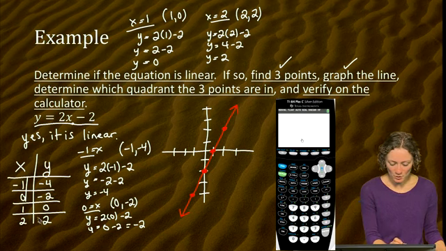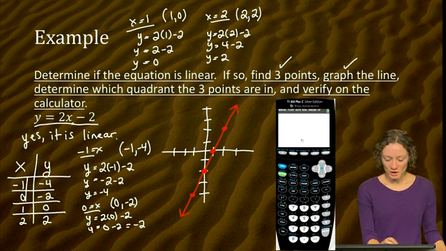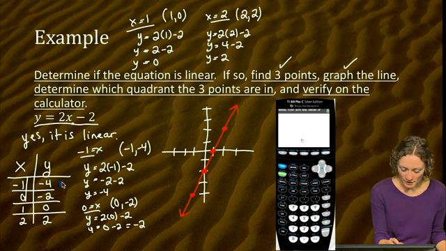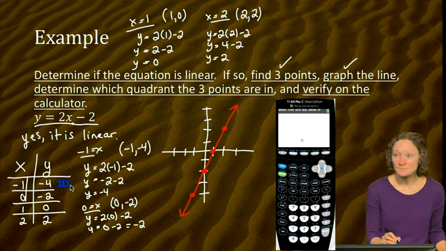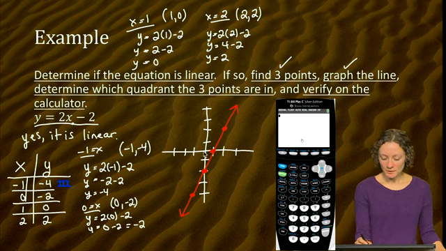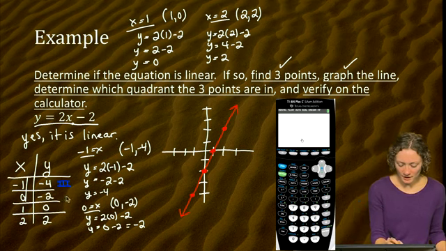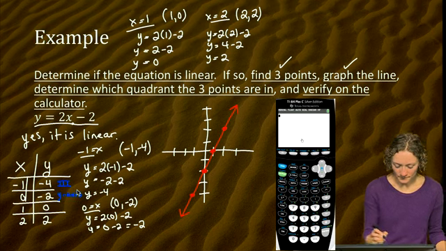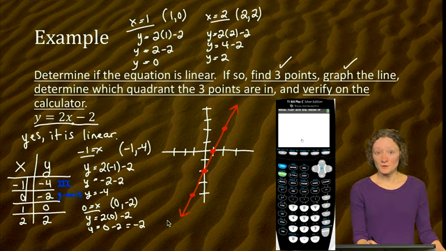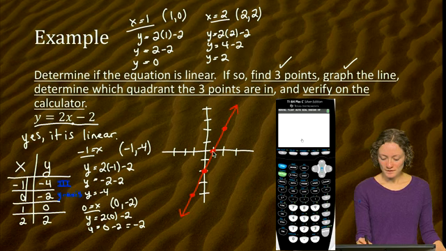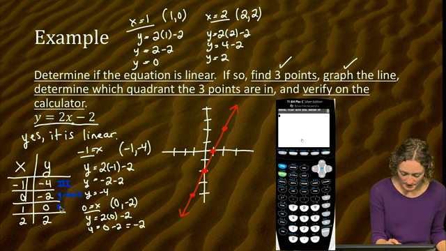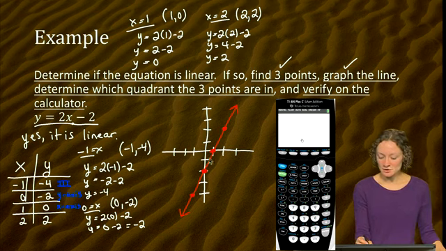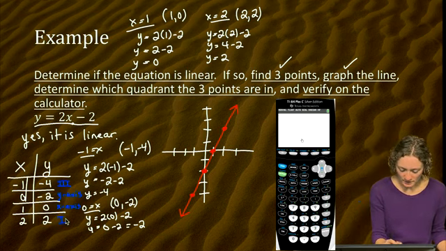Okay, so here are the ordered pairs. Let's label their quadrants. This first point, -1, -4, fell in quadrant 3. The second point, 0, -2, fell on the y-axis. The third point, 1, 0, fell on the x-axis. And the last point, 2, 2, fell in quadrant 1.